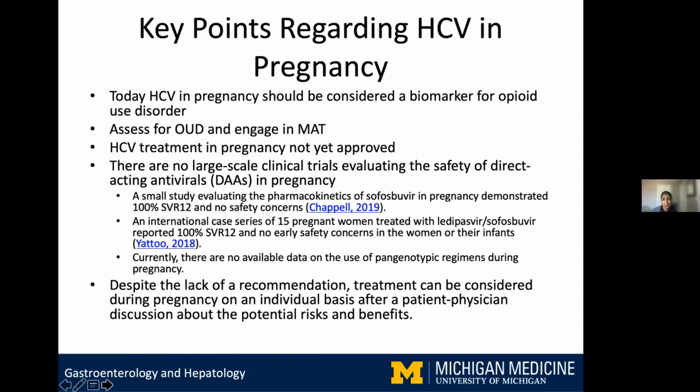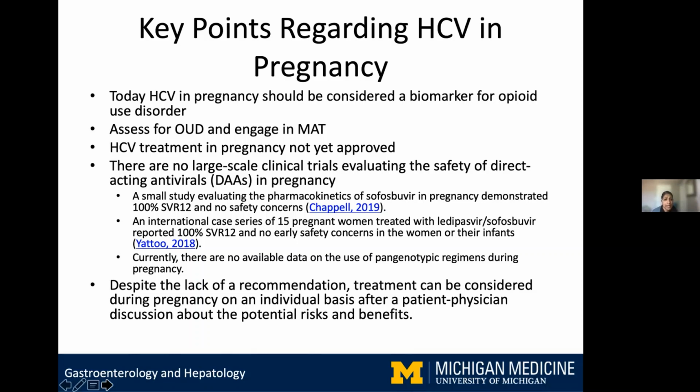Hep C treatment in pregnancy has not yet been approved with the direct-acting antivirals. There are no large-scale clinical trials evaluating yet the safety of direct-acting antivirals in pregnancy, although studies are ongoing currently. There was a small study evaluating the pharmacokinetics of one direct-acting antiviral, sofosbuvir, in pregnancy, which demonstrated 100% cure and no safety concerns.